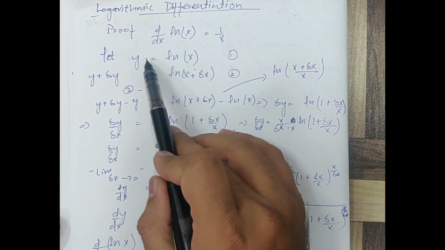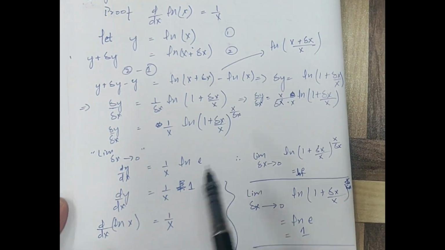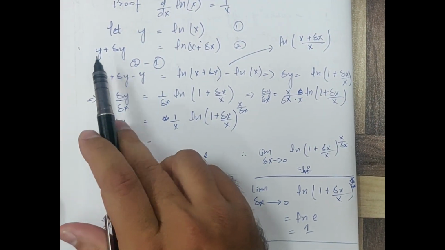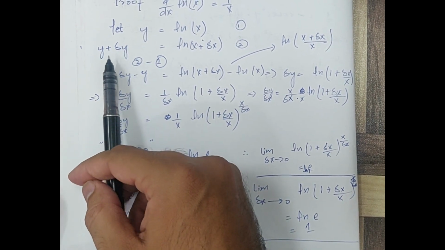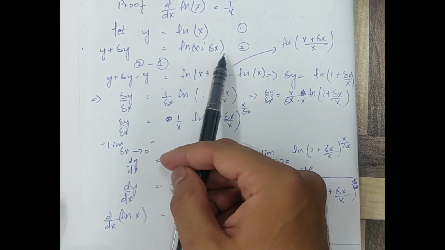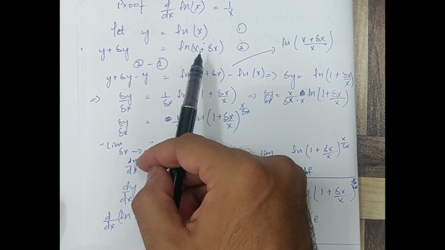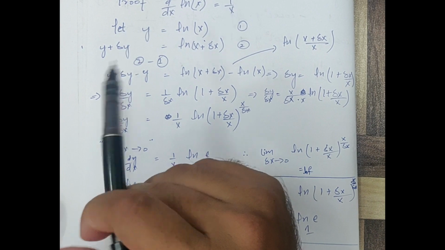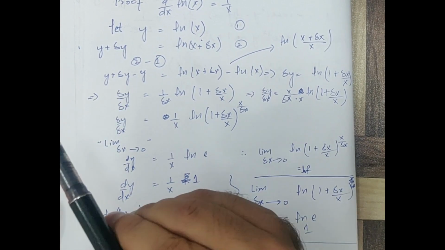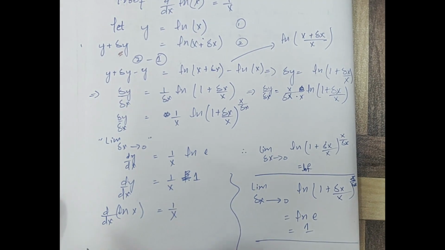Now if we have to take the derivative of this function y is equal to log of x, natural log of x, then we know from first principle of derivation that y plus partial y is equal to log of x plus partial x. So if there is a small change in the value of x, it will cause the function y to change by a very small amount. Let's call this amount partial y.